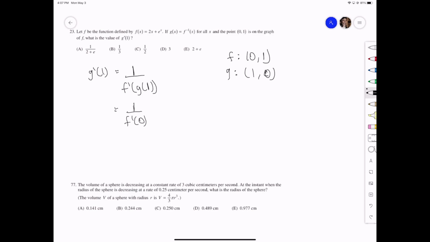So what's f prime of 0? F of x is equal to 2x plus e to the x. So f prime of x is equal to 2 plus e to the x. F prime of 0 is 2 plus e to the 0, which is 1, equals 3. So B is the answer.